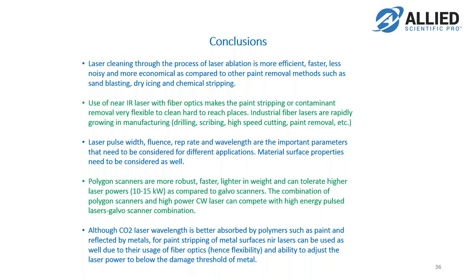Polygon scanners are more robust, faster, lighter in weight, and can tolerate higher laser powers, up to 10 to 15 kilowatts, as compared to Galvo scanners. A combination of polygon scanners and high power CW lasers can compete with a high energy pulse laser Galvo scanner combination. And finally, although CO2 laser wavelength is better absorbed by polymers such as paint and reflected by metals, for paint stripping on metal surfaces, near IR lasers can also be used because of the use of fiber optics and the ability to adjust the laser power to below the damage threshold of metal.